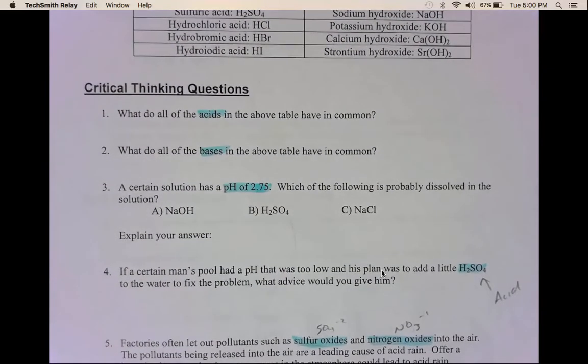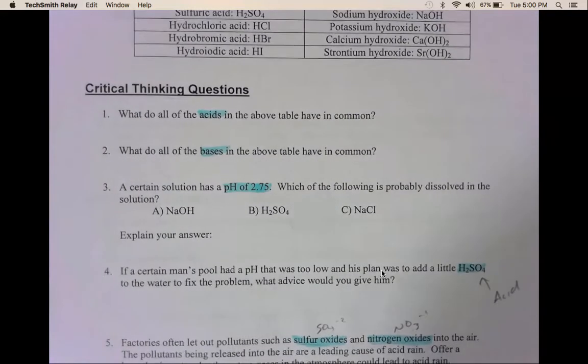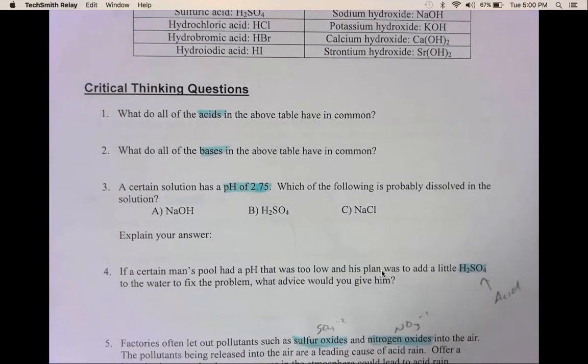Question three is asking us about a solution that has a pH of 2.75. They want to know what the solution is probably made out of. So our pH of 2.75 means it's acidic. So which one of these down here is an acid?